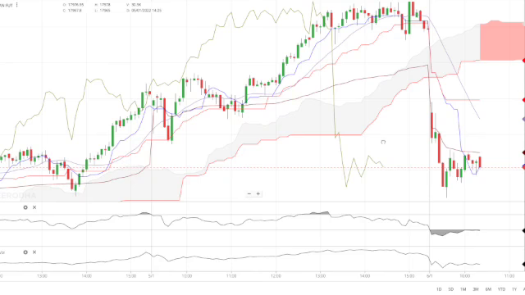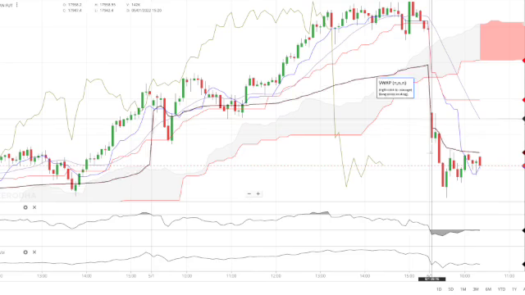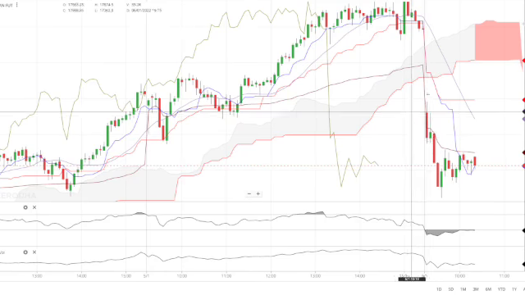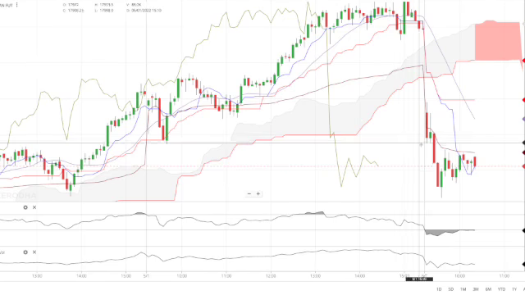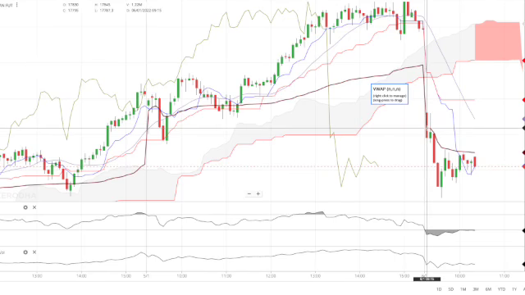So today was an interesting day. We got a gap down opening, and if you see, this is a 5-minute chart of Nifty's and futures. So it's what I prefer to trade, and I use the Ichimoku system.